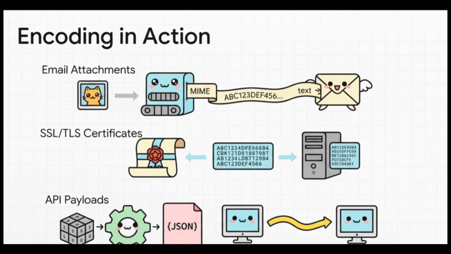And you see encoding everywhere, working behind the scenes. Every time you attach a file to an email, a standard called MIME is probably using base 64 to turn that file into a giant block of text that can travel safely through email servers. You know the security certificates for websites? They're often stored in an encoded format so they can be easily copied and pasted. It is the hidden workhorse of just making things work.